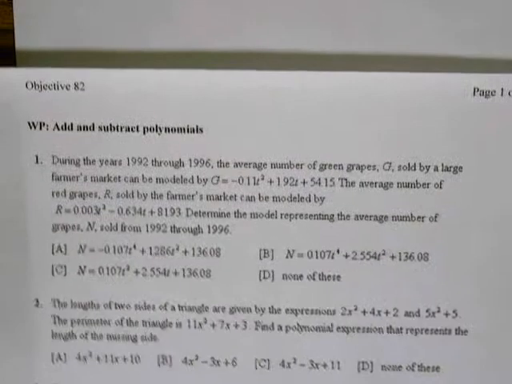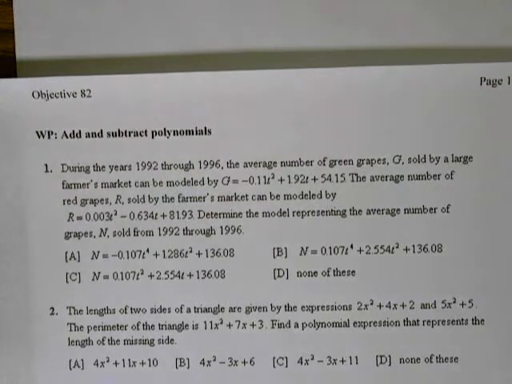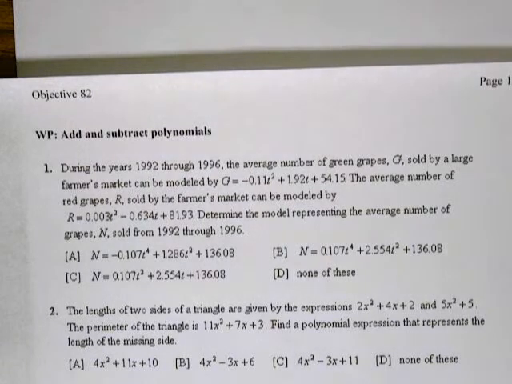So I'm actually going to do the first problem on the homework. That's the first thing I'm going to do. So you should have it in front of you, but here it is as well. Let me read it out loud. During years 1992 through 1996, the average number of green grapes, G, sold by a large farmers market can be modeled by G equals negative 0.11 t squared plus 1.92 t plus 54.15.